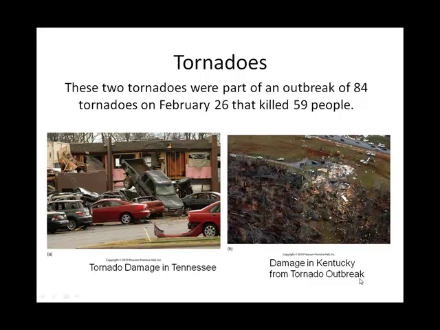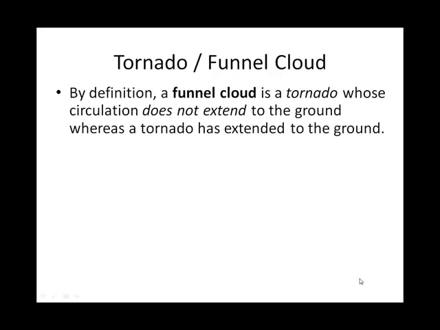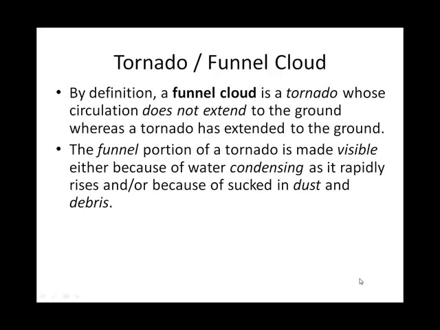But here's a figure from your textbook showing the aftermath of a tornado outbreak in 1984, on February 26th, and 59 people lost their lives. I mentioned a funnel cloud, and I think of a funnel cloud as a precursor to a tornado, or a tornado wannabe, or the tornado is dying away and you get this funnel cloud that doesn't reach the surface of the Earth.